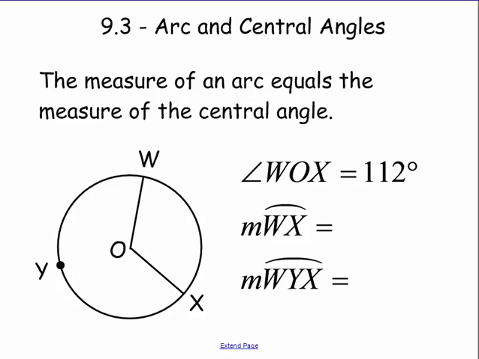Today we're going to be talking about arcs and central angles. There's a property that says the measure of an arc equals the measure of the central angle. So angle WOX, and we're going to assume that O is the center of the circle, is equal to 112 degrees. So that means that arc WX here is also equal to 112.